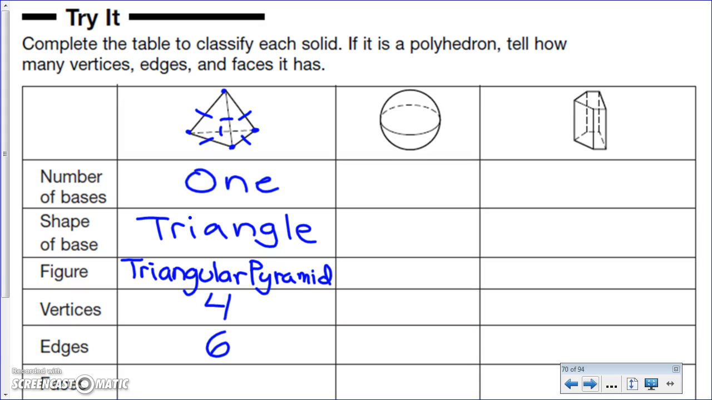Then it asks us how many faces. In this case, we have a triangular pyramid. So in this case, we have 1 face that is the base, and then we have 3 faces along the sides. We have 4 faces altogether.